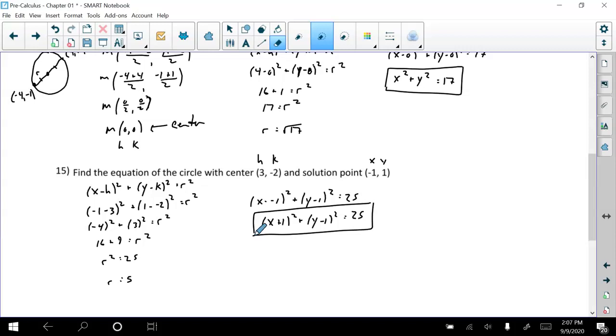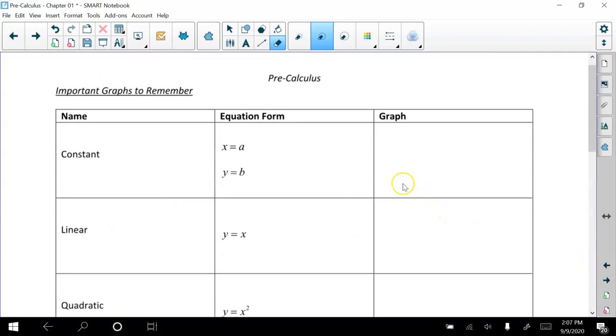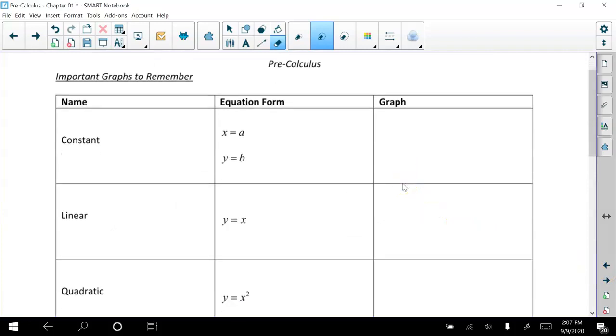Now we're going to finish up this section by going over some important graphs to think about. These are the parent functions. It's a good reference to have. I might go through a little fast. Don't forget you can pause it and the answer key will be posted online. So a constant graph. If you see x equals a, that's a vertical line.